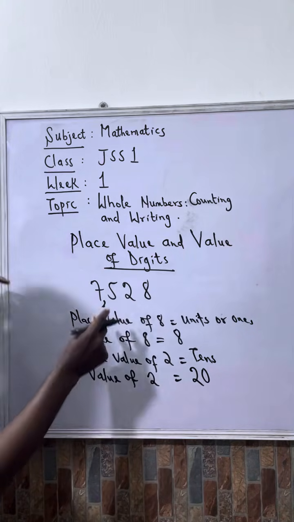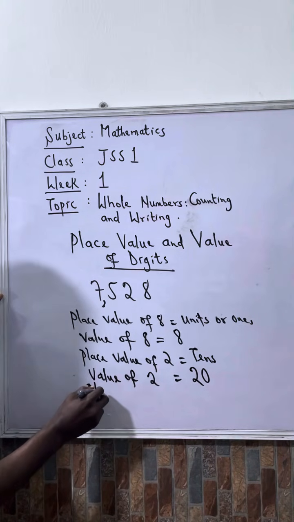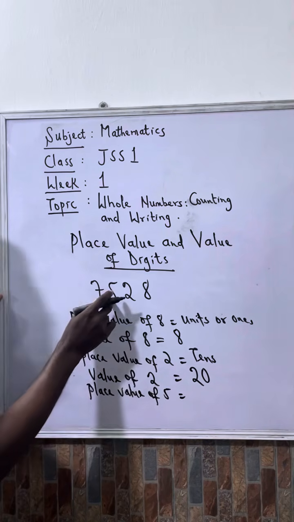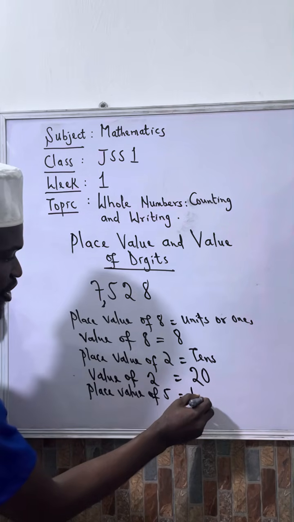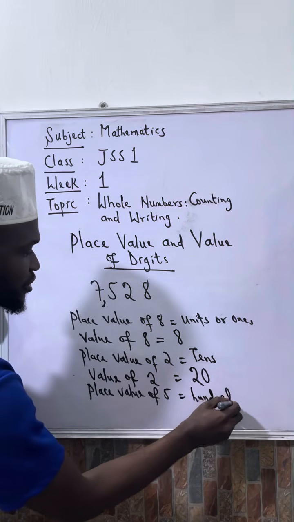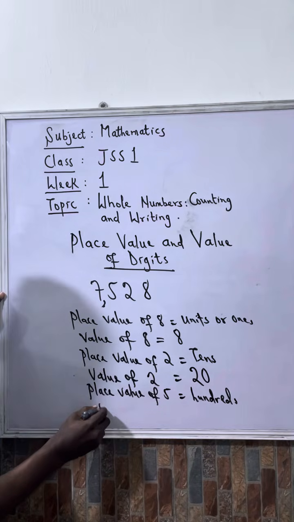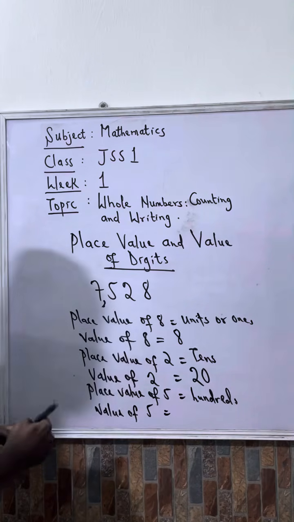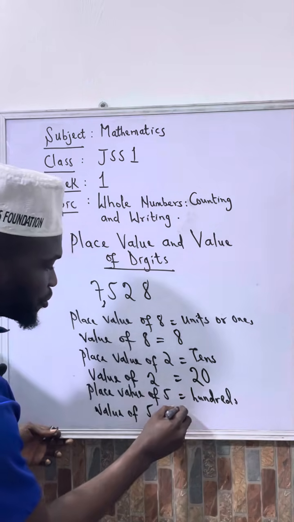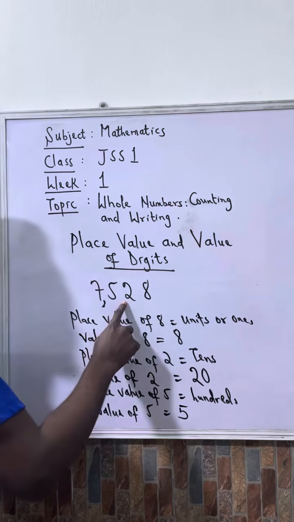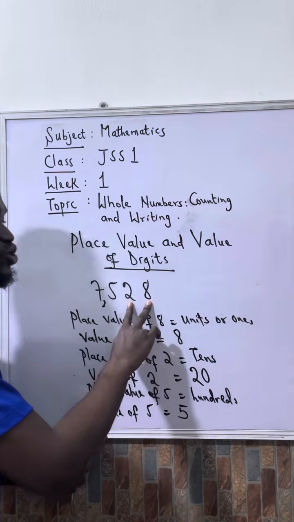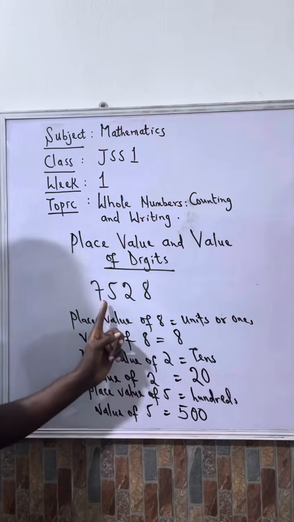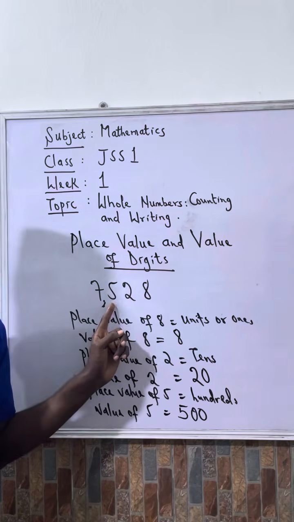Let's do one more. Now, for the 5, place value of 5 is equal to, what position does it occupy? That's hundreds. But the value of 5 is equal to, now, first of all, write the 5. I'm going to write it. Now, the next digits after it, we have 2 digits. Turn them to 0 and write it after the 5. So that means the value of 5 is 500 in this number.